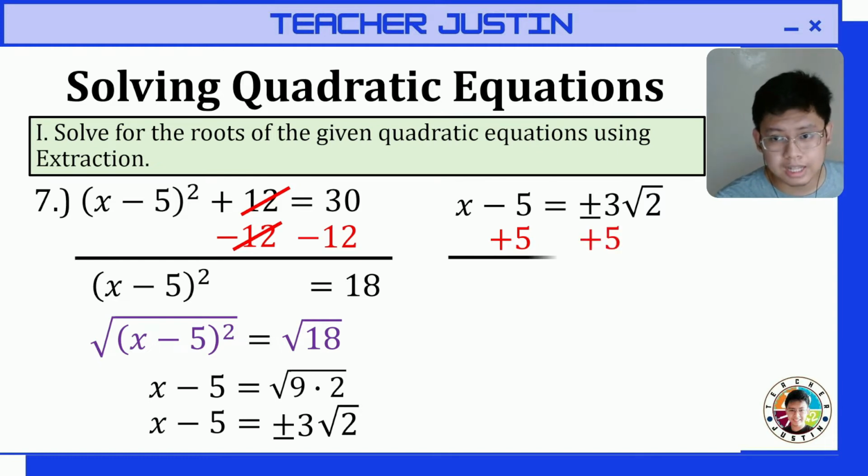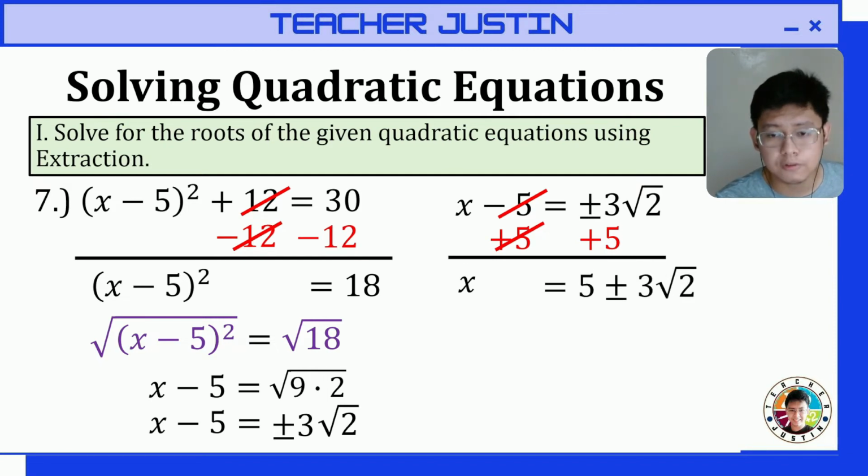Okay, so let's simplify. So ang matitira will be x. Yung negative 5 plus 5, it will cancel out. Tapos we will have positive negative 3 square root of 2 plus 5. So, sulat muna natin siya in this form. So, we will have 5 plus minus 3 square root of 2.